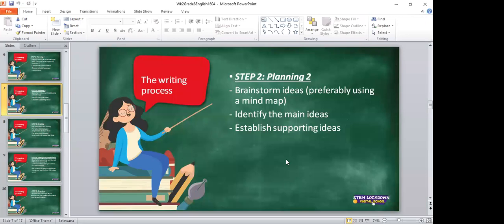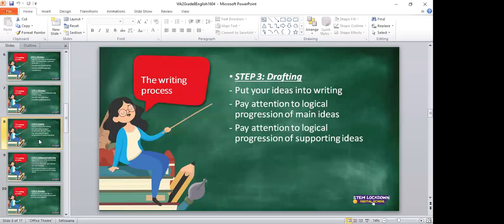Do you have homework for today? Not really homework, but I would like you to do something which will help you to prepare for tomorrow's lesson. Step three, that's drafting, where you put your ideas into writing and you pay attention to the logical progression of the main ideas. Seems like everybody is okay with step three, so let's continue.